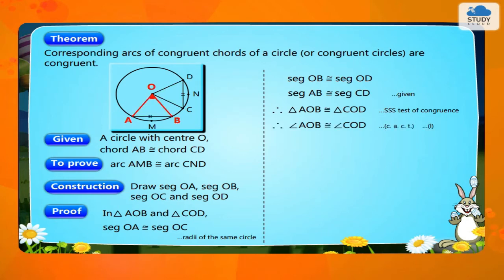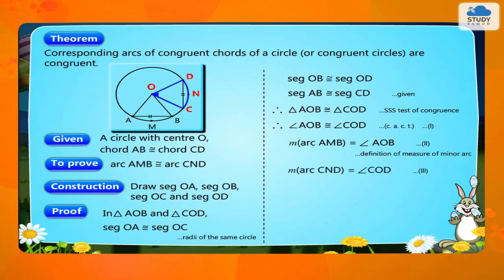Therefore, angle AOB is congruent to angle COD. Equation 1. Measure of arc AMB is equal to angle AOB. Equation 2. Measure of arc CND is equal to angle COD. Equation 3. Therefore, measure of arc AMB is equal to measure of arc CND, from equations 1, 2 and 3. Therefore, arc AMB is congruent to arc CND.